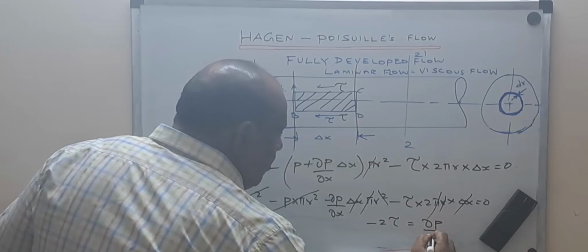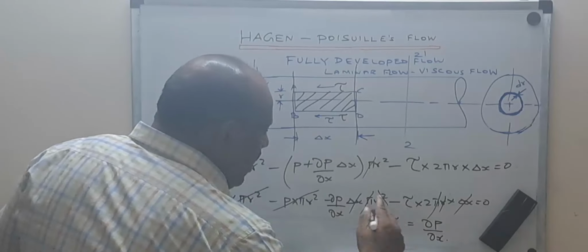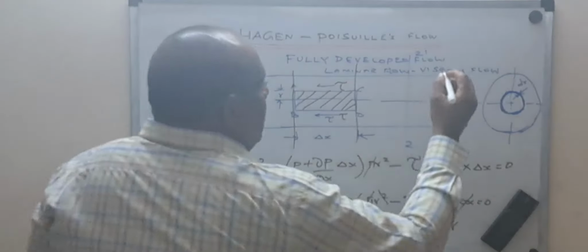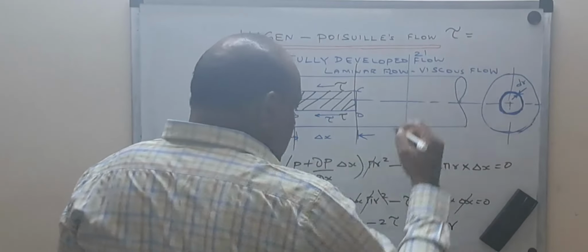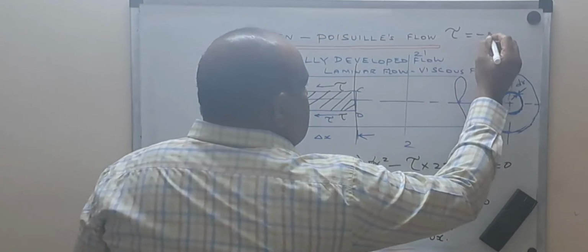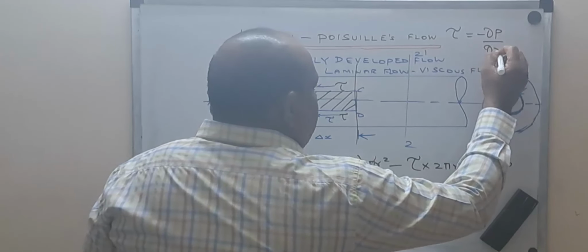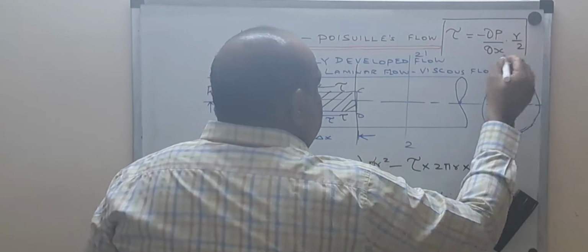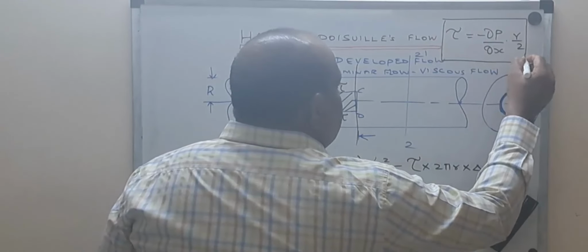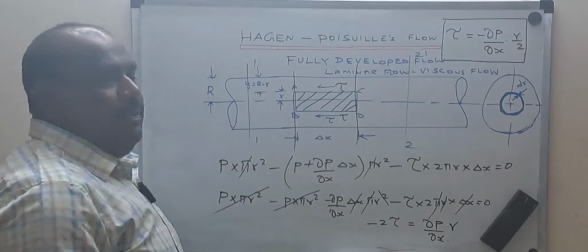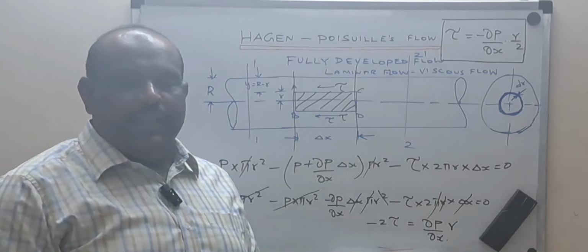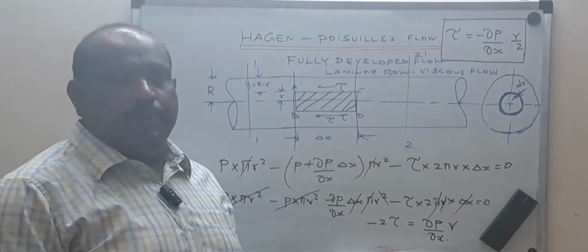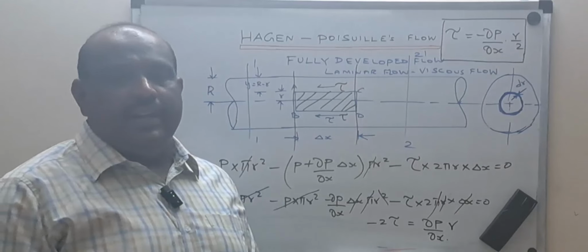minus dou P by dou x into r. So from this, what is tau? Tau will be equal to minus dou P by dou x into r by 2. So this is the relationship we obtained by balancing the forces acting on the cylindrical fluid element. So the shear stress tau is equal to minus dou P by dou x into r by 2, where r is the radius of the cylindrical element.